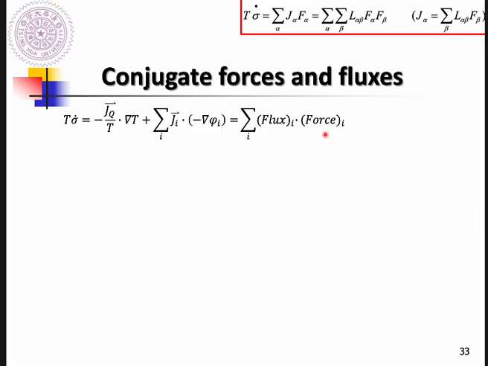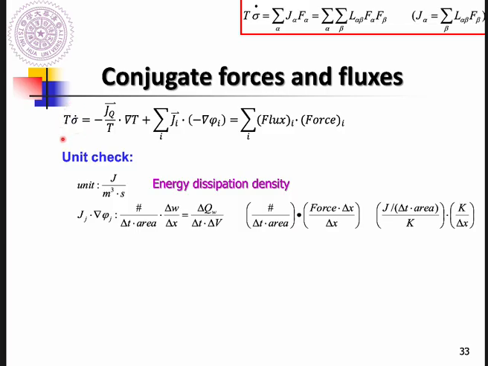Let's take a look at your left-hand side. It is temperature times sigma dot. For the temperature, the unit is K. The sigma dot is the entropy production rate per volume. The unit for entropy is heat divided by temperature. So I did this, and I got joule per cubic meter and second. So this is the unit.